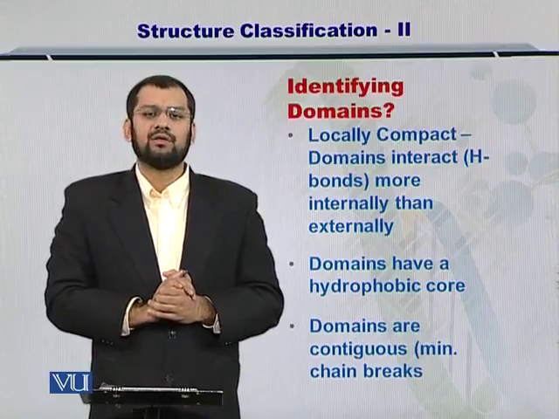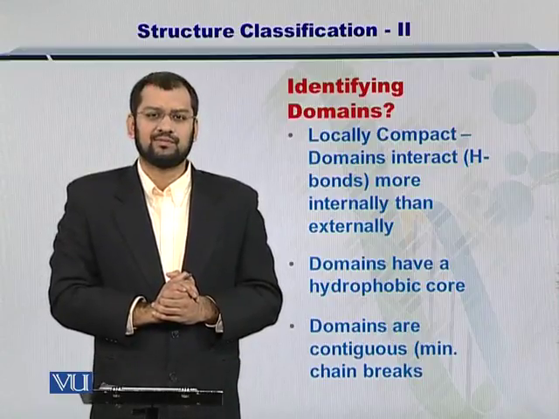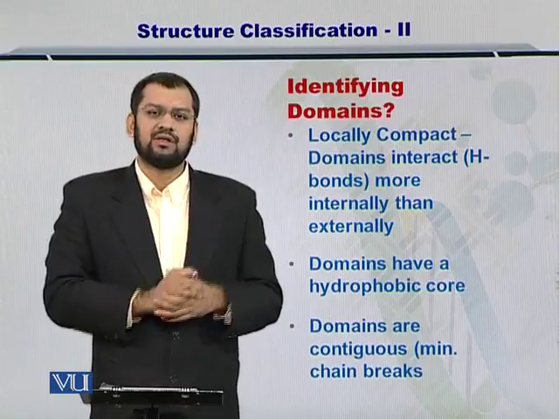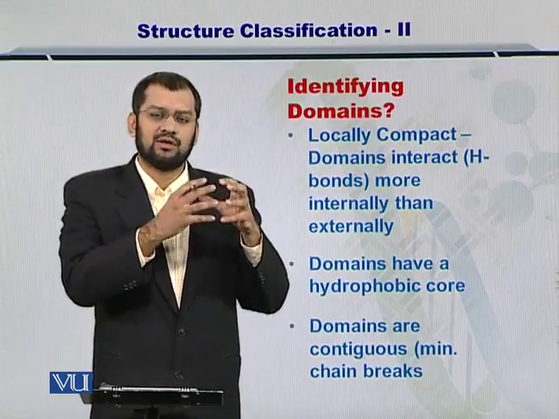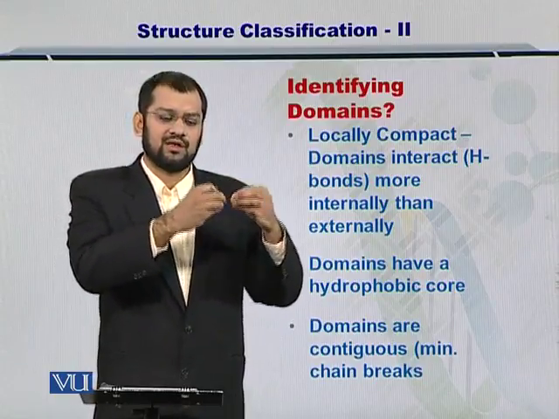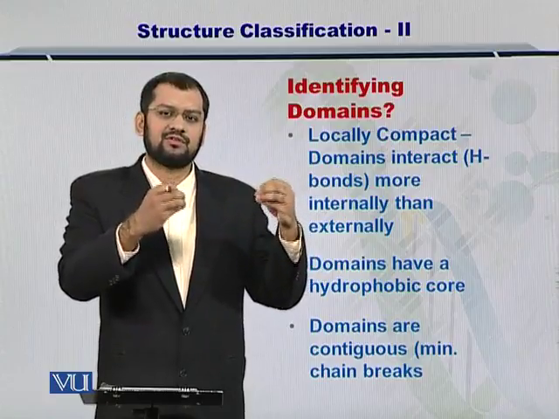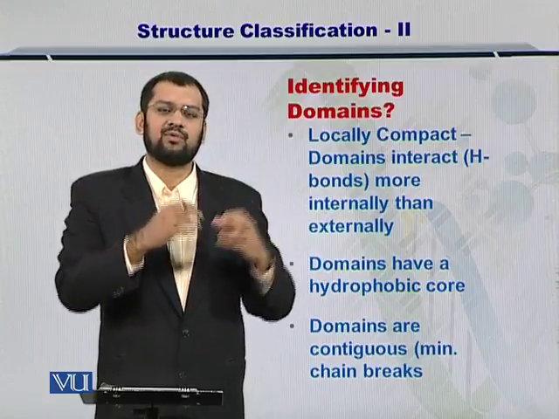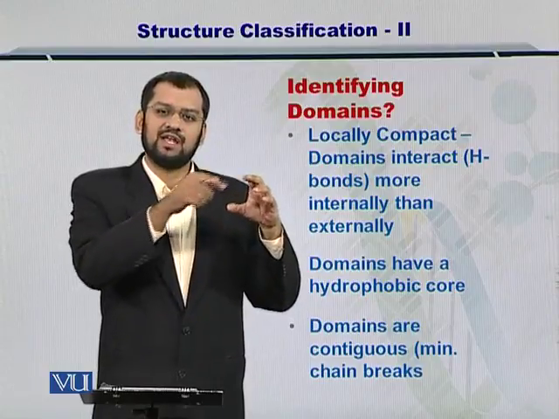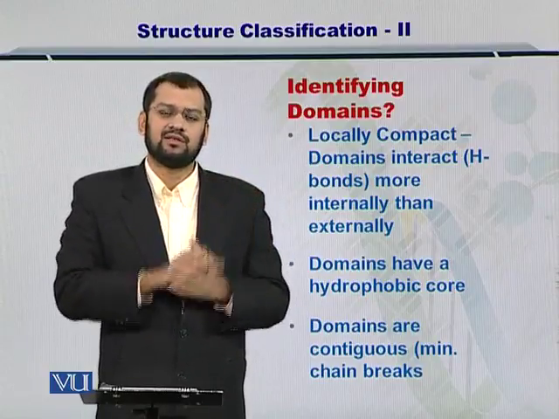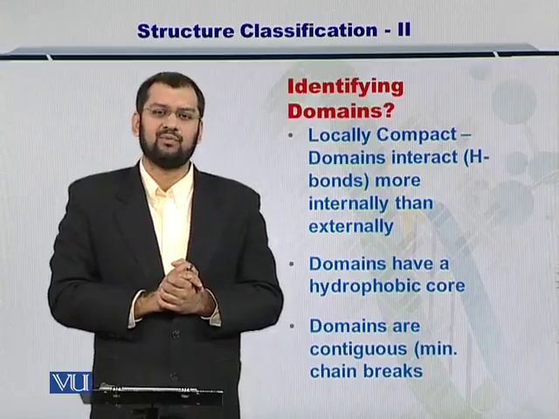More so, the domains need to be contiguous, which essentially means that it is not possible to have a domain that is existing as 2 portions within the protein. So the amino acid chain is essentially a contiguous chain within the domain.